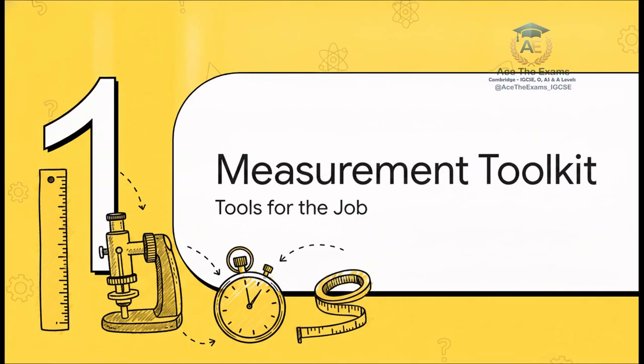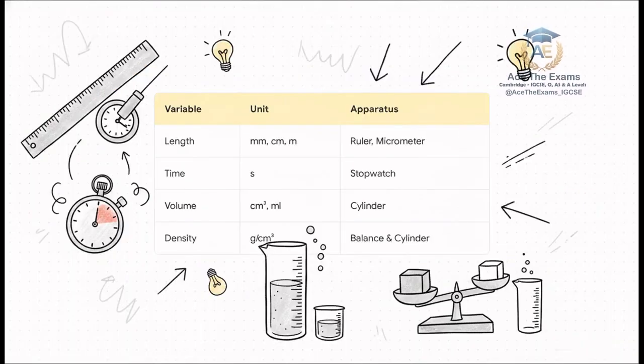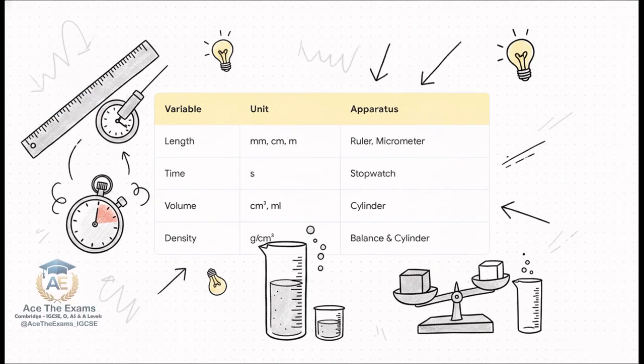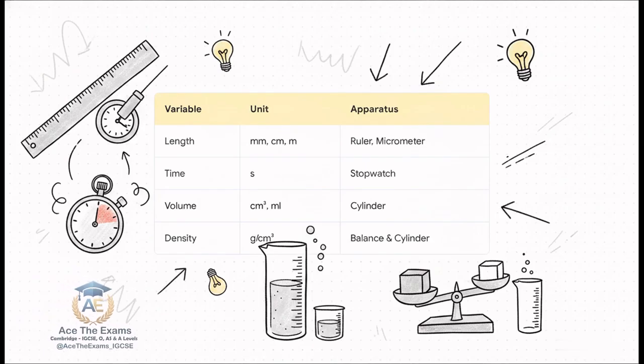Section 1. The Core Measurement Toolkit. To dodge all those traps, we have to completely master our apparatus. Every practical investigation requires you to select the exact right tool for the job. Look, choosing a standard ruler when you actually need a micrometer screw gauge is a surefire way to instantly lose method marks. Let's speed run through this table really quick. These are the exact tools required by the Cambridge rubric. For length, we're working in millimeters, centimeters, or meters. You have to know when a standard ruler is perfectly fine and when you absolutely need the precision of a micrometer, like say when measuring the diameter of a wire.